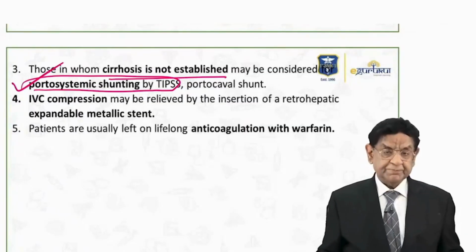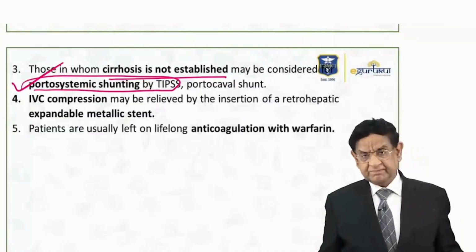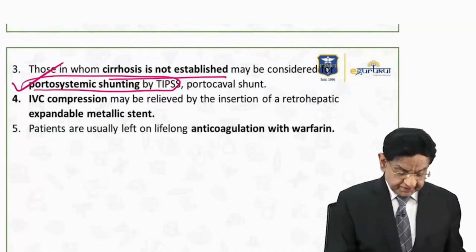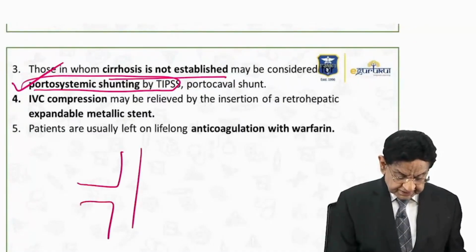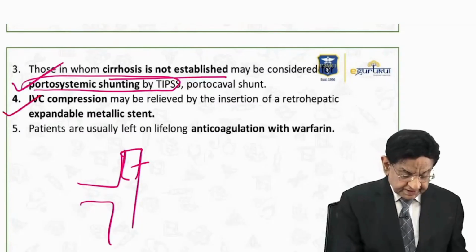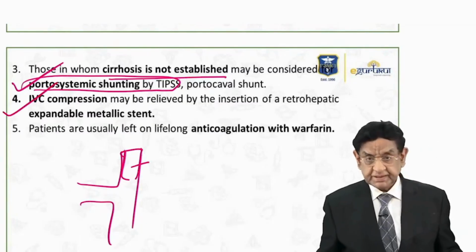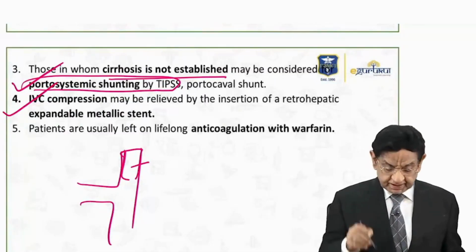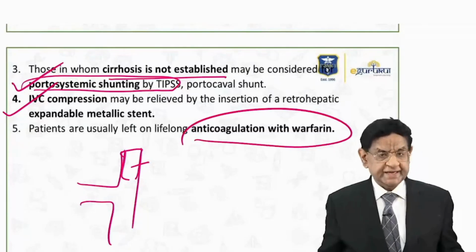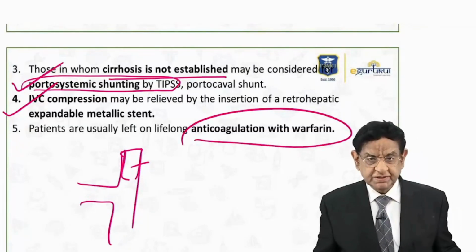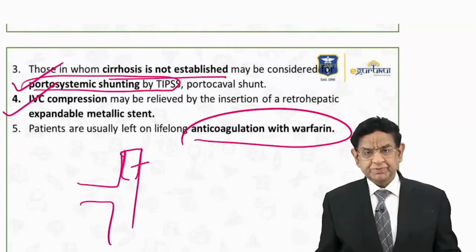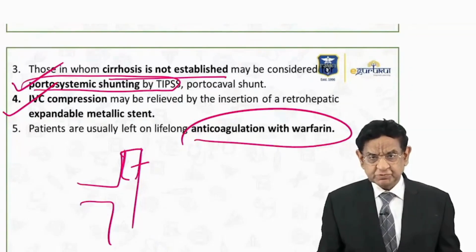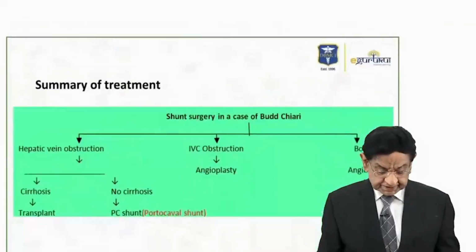And suppose inferior vena cava is getting compressed, then we can use a certain stent. And of course, whatever condition it may be, patient should be given lifelong oral anticoagulation, right? So whatever I have given in the last two slides, let me give you lovely summaries.